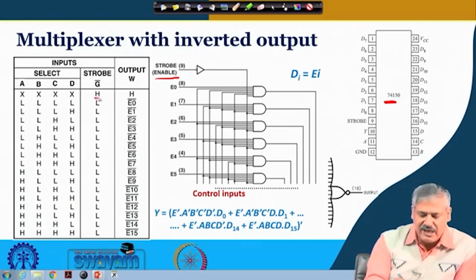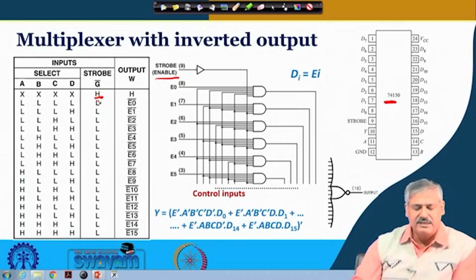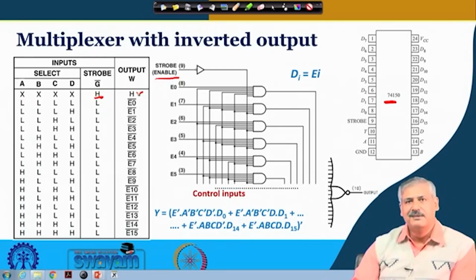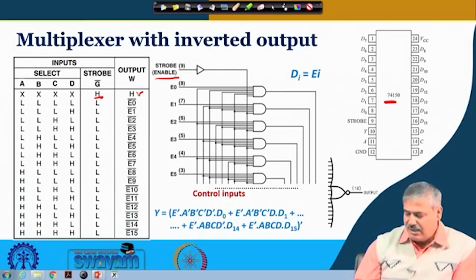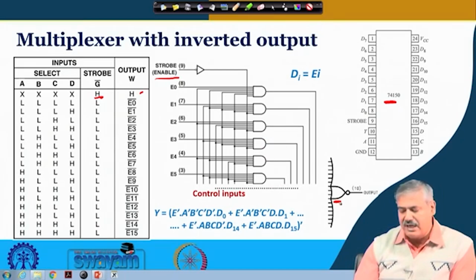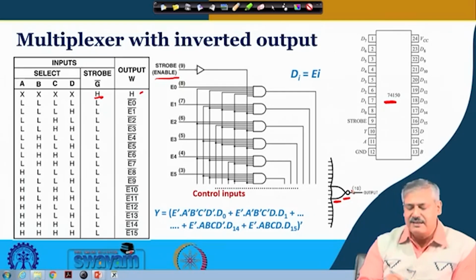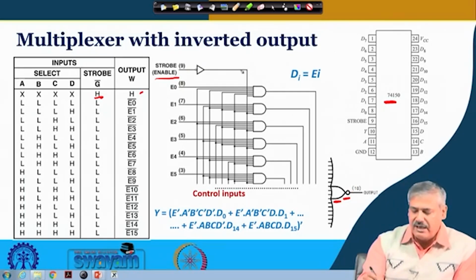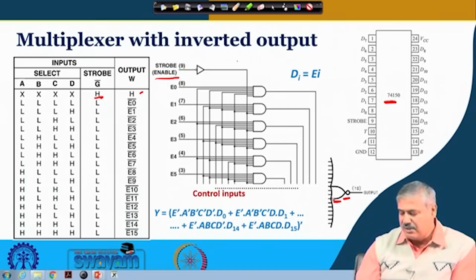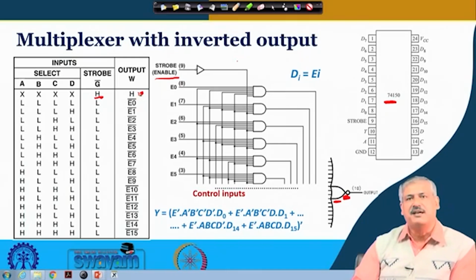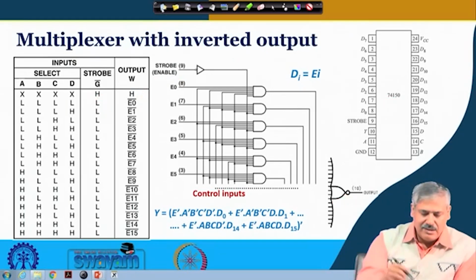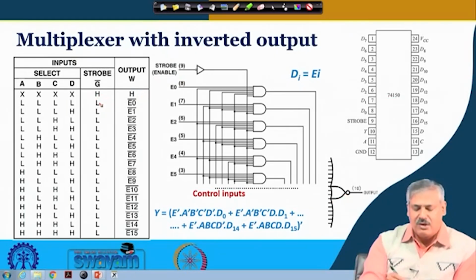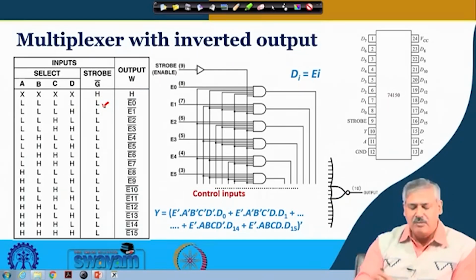Whenever the strobe is high, irrespective of what is there in the select inputs, the output is high. Why is the output high? You see, this is an AND gate and this is the OR gate. After that there is an inverter. In the earlier example we had seen that if this is high, this will be 0, all of them will be 0, so the output will be 0. But because of the presence of the inverter, now we see the output is high. This is clear.